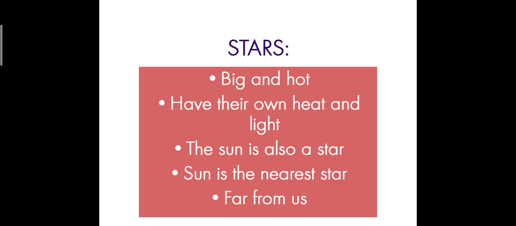Children, stars are actually big and hot. You might be thinking, is it big? It looks so small, right? We'll see the reason behind it. Children, stars have their own heat and light. The light that we see in the star is its own. But the moon does not have. The moon or the planets do not have light on their own.